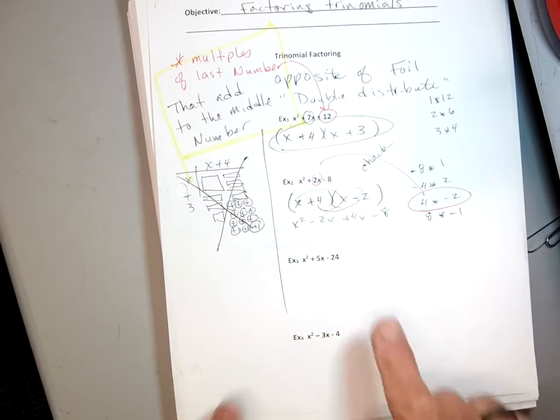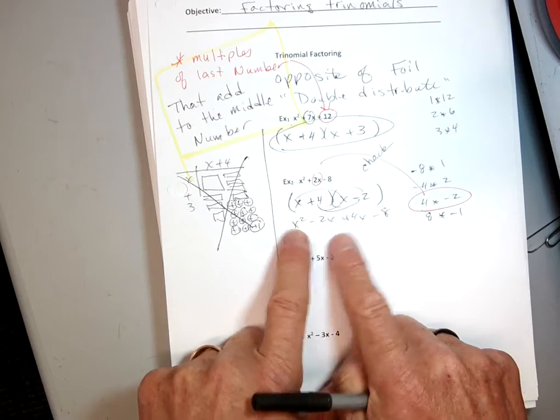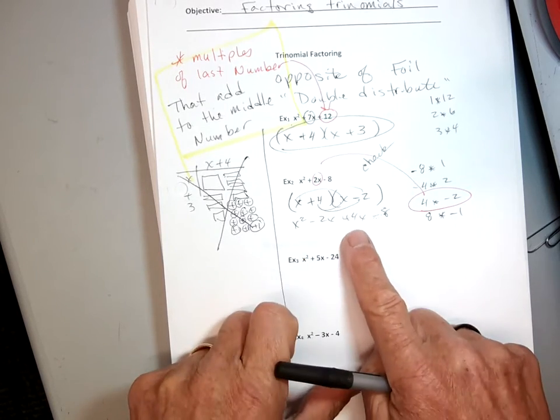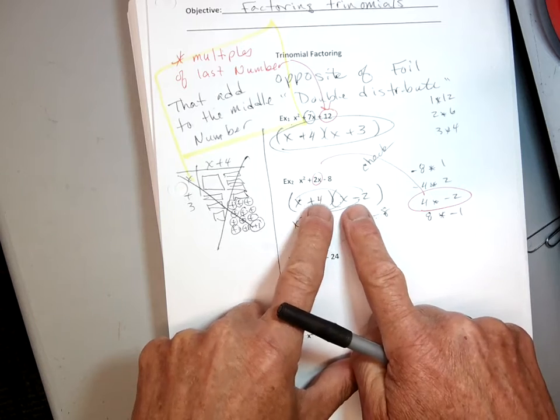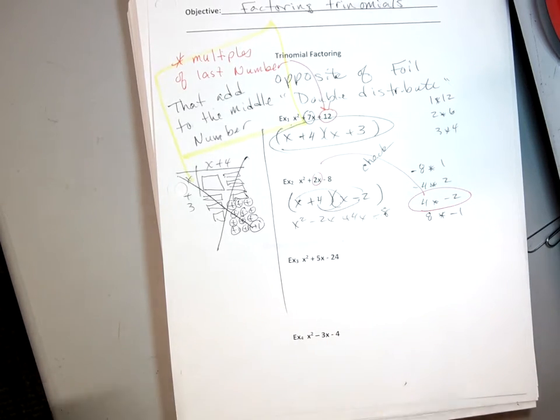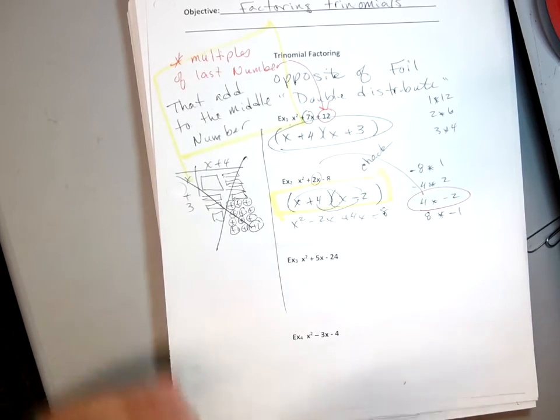So if I wanted to check it, x times x is x squared. X times negative 2 is a negative 2x. 4 times x is a 4x. And then 4 times negative 2. And it does indeed make my original. So this is my factored answer. Okay?